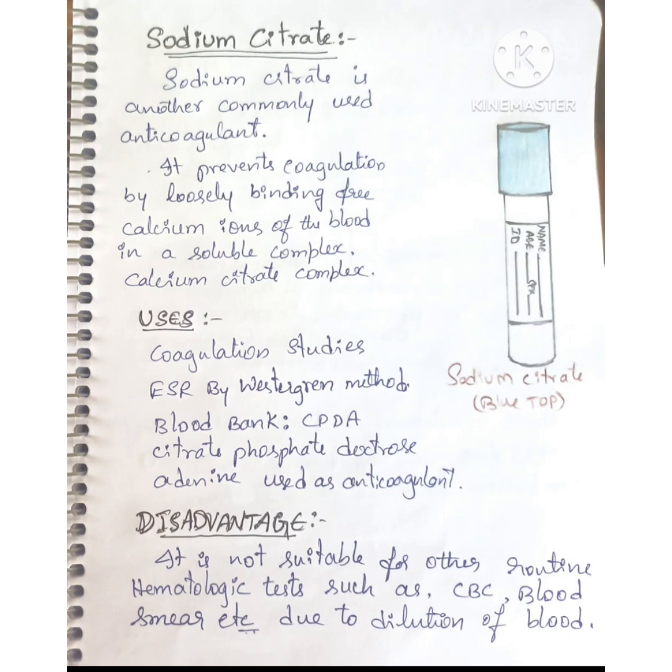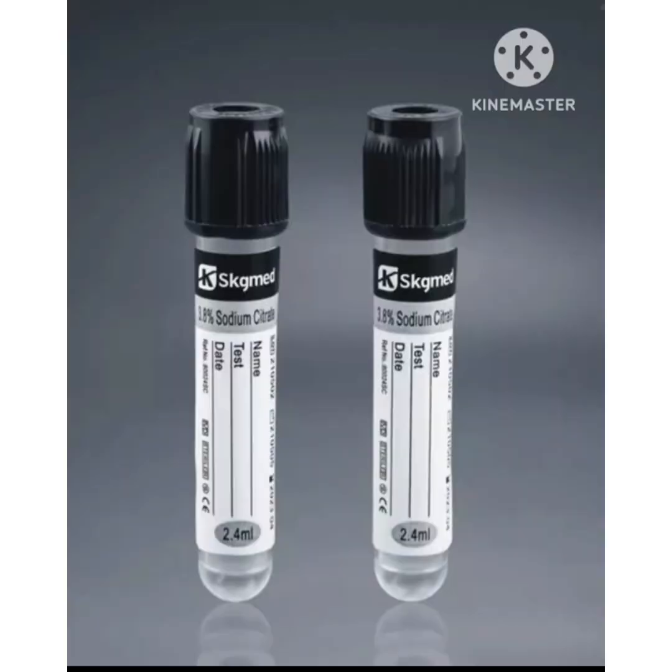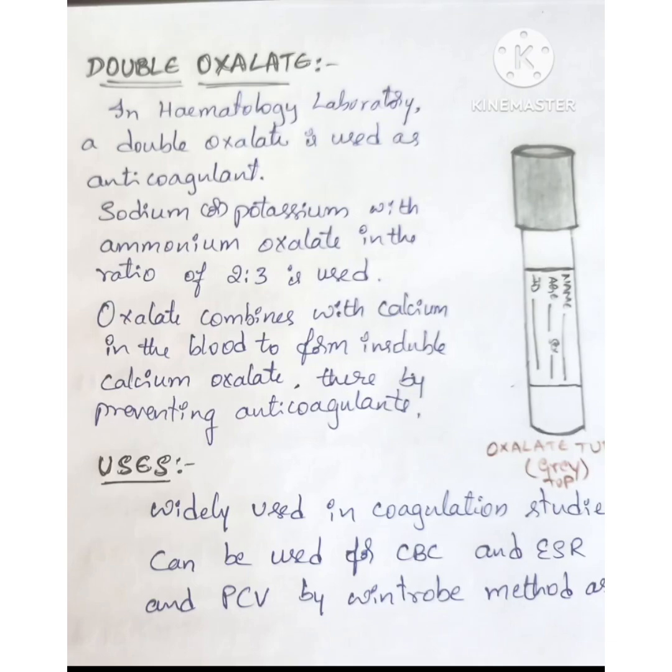The disadvantage of citrate sample is it is not suitable for other routine hematologic tests such as CBC, blood smear, etc. due to dilution of blood. The color code of citrate tube is sky blue, and for ESR it is used in black with different dilutions, and CPDA in donor's blood collection bags. And the next one is double oxalate.